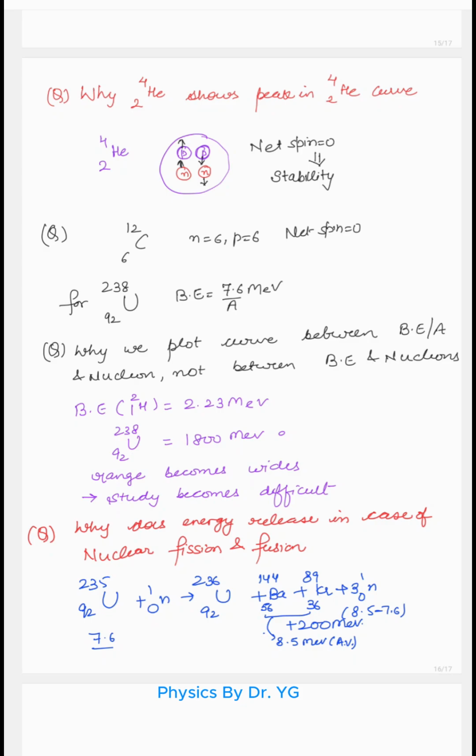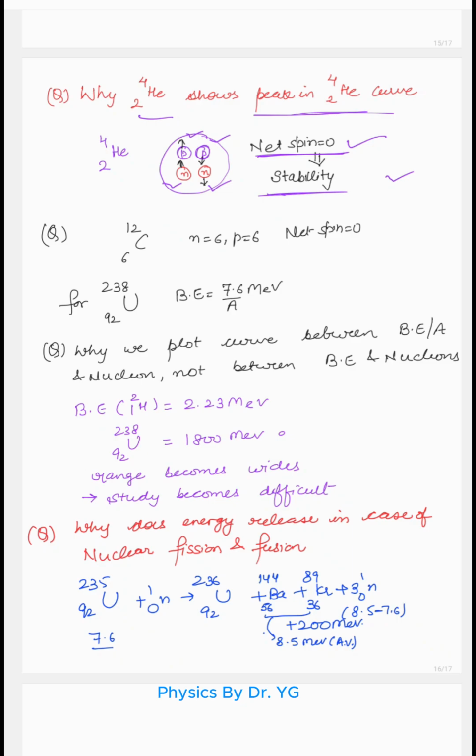First one is, why does the helium nucleus show a peak in the binding energy curve? Helium nuclei contain 2 neutrons and 2 protons. They have a net spin equal to 0, because one proton has up spin and the other proton has down spin. Similarly, one neutron has up spin and one neutron has down spin, so the net spin becomes 0, which leads to a higher value of stability, and it shows a peak in our binding energy curve.